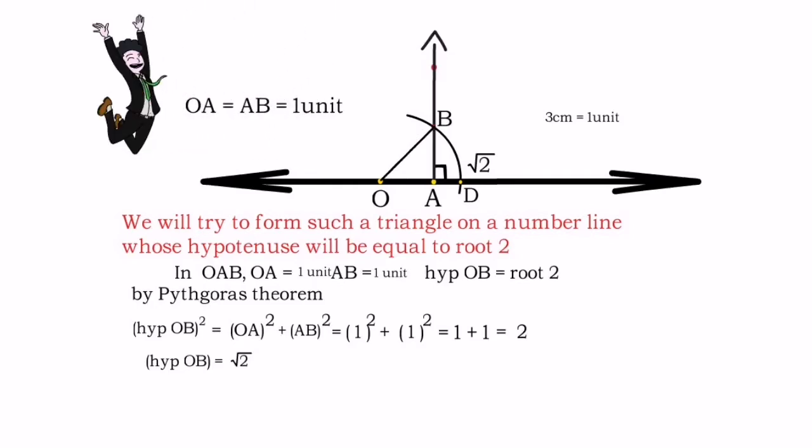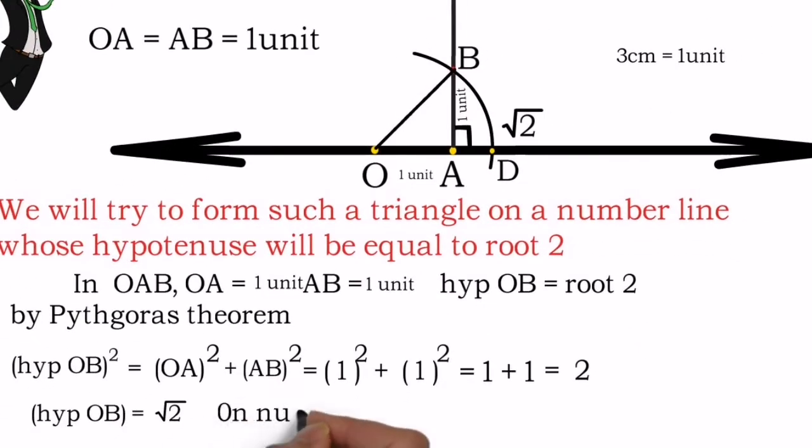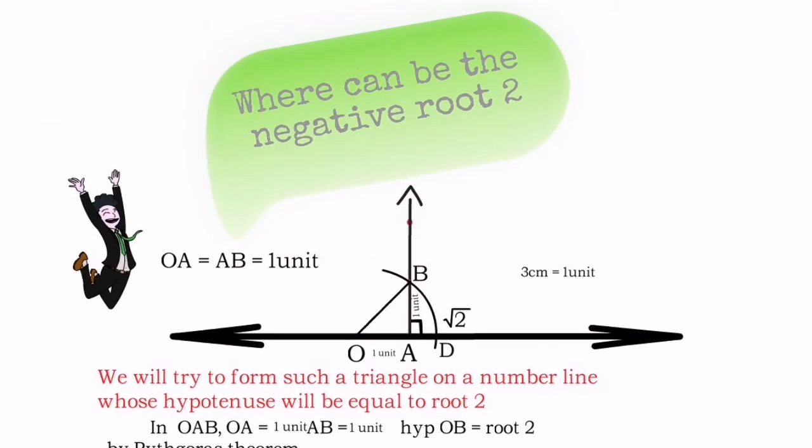Root 2 is only possible when we have chosen OA and AB both equal to 1 unit. Without that, it won't be possible. And don't forget to write the final statement that which point is indicating the root 2 distance on the number line, the way it is shown in the answer.